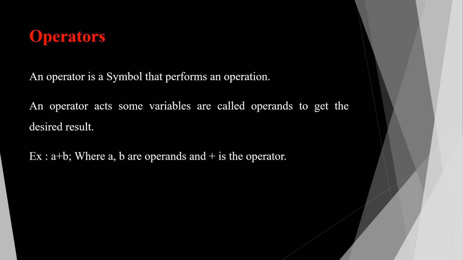Here is an example: A plus B. A and B are the two operands, and plus is an operator. So an operator is a symbol that does some specific task. In this example, plus is an operator, and it is doing the addition operation. So we can call this the definition of an operator.